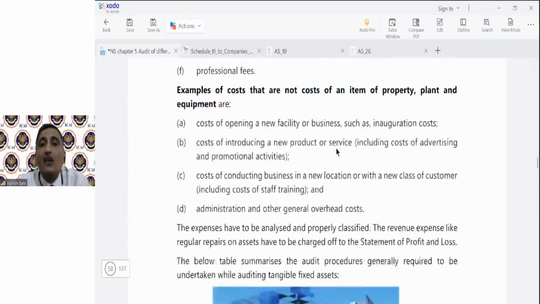However, certain costs are not parts of cost of item of PPE, like cost of introducing a new product, cost of advertising. Why these are not? Yes, students. Can you tell administration and general overhead costs, why these kind of costs do not form part of cost of an item of PPE? Why these are not included? Why these are not capitalized?